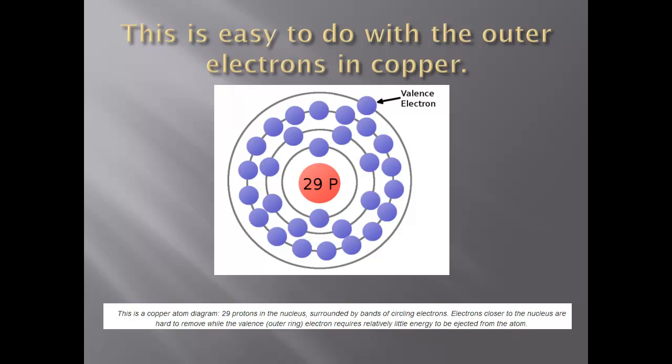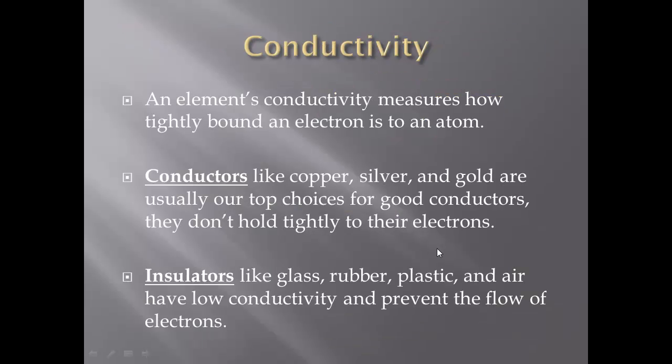Now, some things are easier to get electrons from, copper being something that's very easy. The inner rings on the copper atom are pretty tightly wound, but there's a 29th electron on the outside, on what's called the valence ring, and that's a little bit easier to eject. We can free that, and that's where we get it. So an element's conductivity references how tightly bound those electrons are.